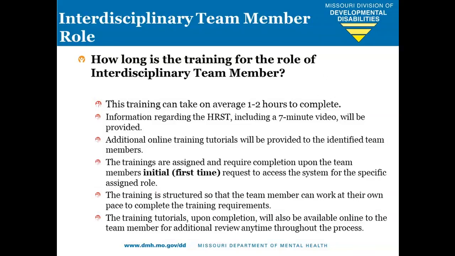The trainings are assigned and require completion upon the team member's initial or first-time request to access the system for the specific assigned role. The training is structured so that the team member can work at their own pace to complete the training requirements. The training tutorials upon completion will also be available online in their training library to the team member for additional review anytime throughout the process.